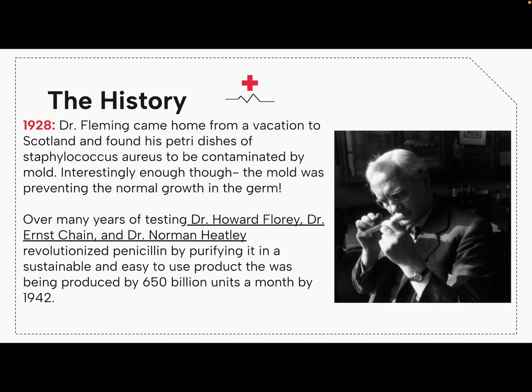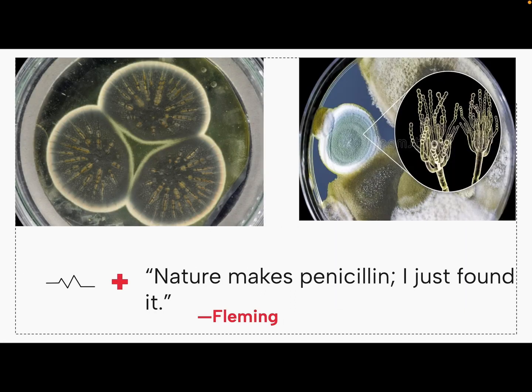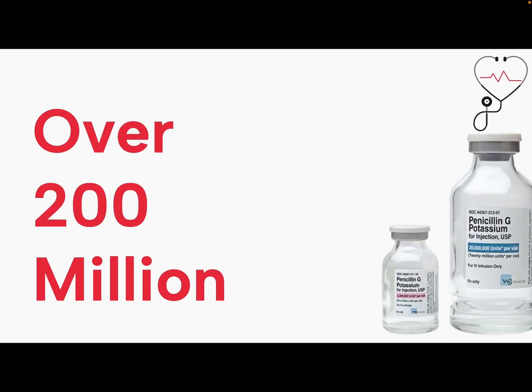Despite Dr. Fleming being the one to find penicillin, it was through the work of Dr. Howard Florey, Dr. Ernest Chain, and Dr. Norman Heatley that penicillin was revolutionized by turning it from its mold form into a purified and sustainable, easy-to-use product that was then being produced at 65 billion units a month by the year 1942. This was huge for the time because World War II was going on, and a majority of deaths were being caused by bacterial infection. Penicillin is a part of nature that humans were able to utilize in a way that saved over 2 million lives.